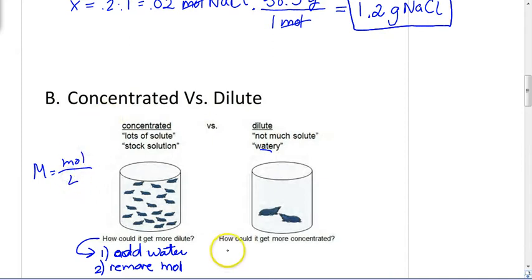Now, on the other hand, how could you make a dilute solution more concentrated? Well, you could add more moles, or you could get rid of some of the extra water in there. So maybe you could evaporate the solvent. Now, I'm going to use water and solvent interchangeably because typically the solvent that we use in this class will be water, but just keep in mind that anytime we talk about water, we could also be using a different solvent.